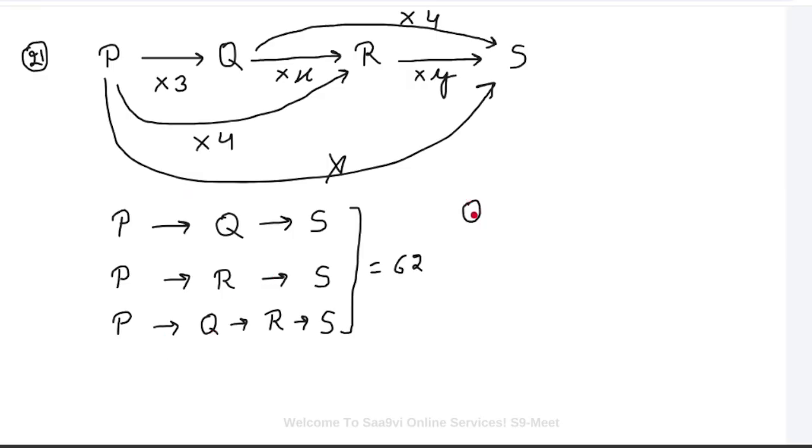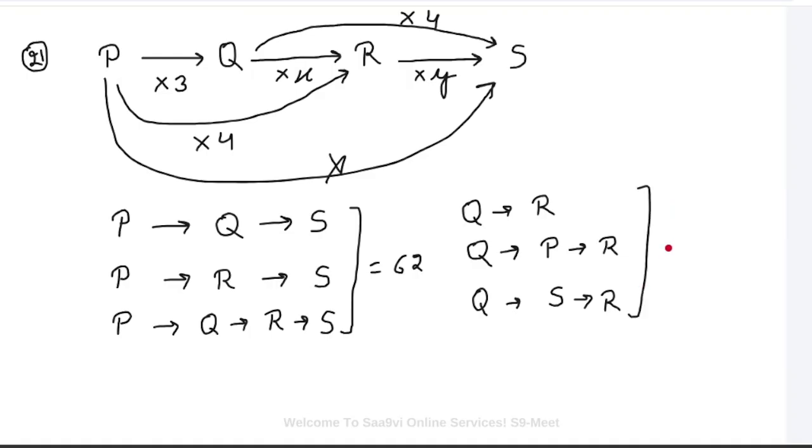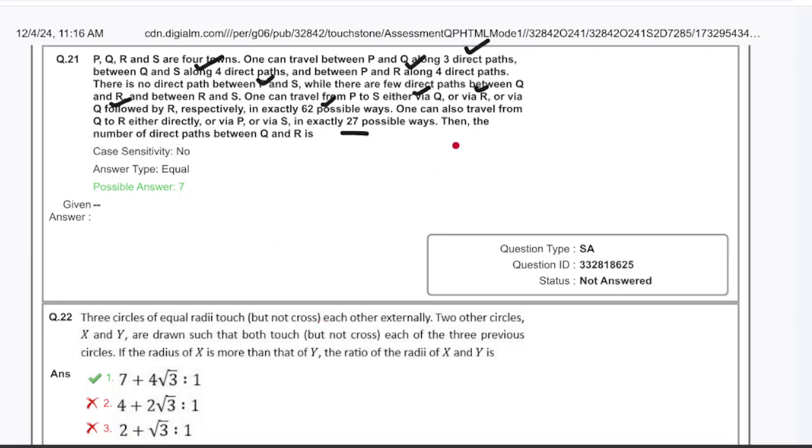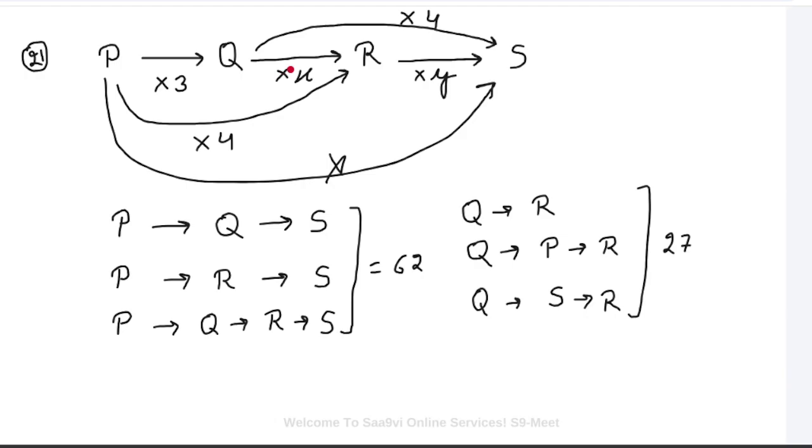So one can also go from Q to R directly, Q to R via P, and Q to R via S. There are 27 ways for all this. Now the question they have asked is the number of direct paths between Q and R. That means we have to find out the value of X. This is what we have to find out.